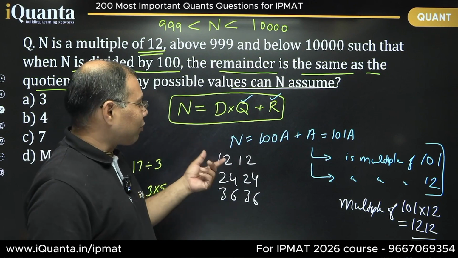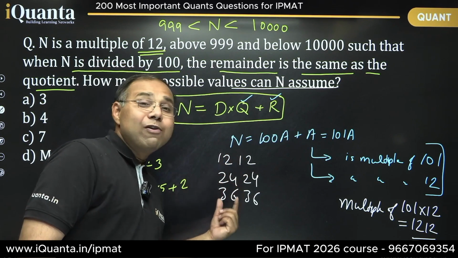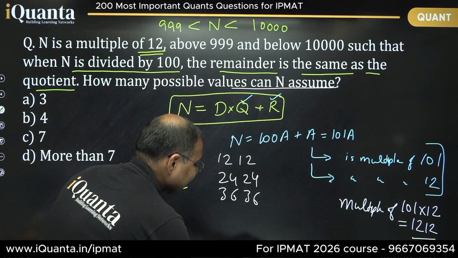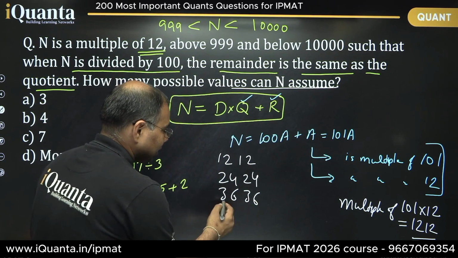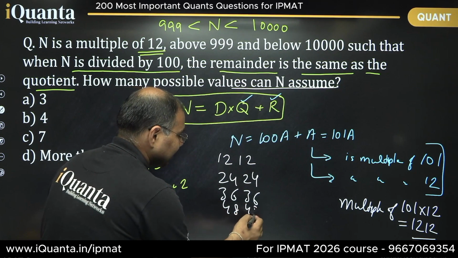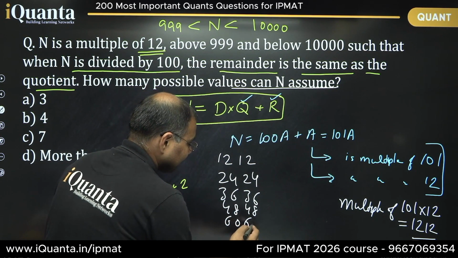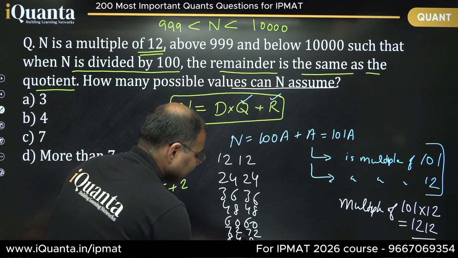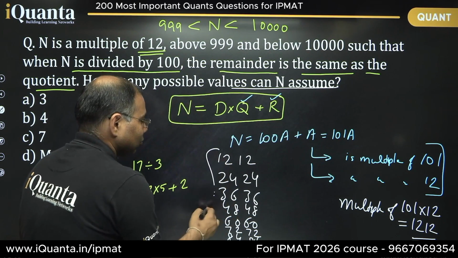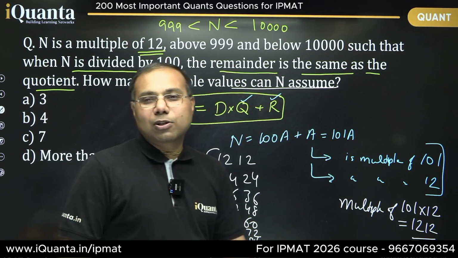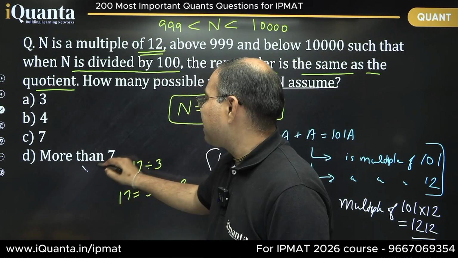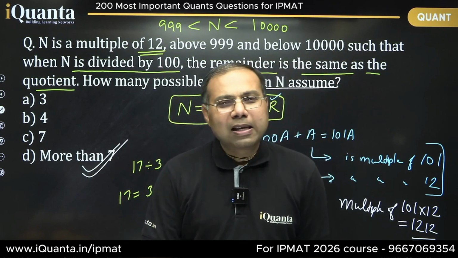So it is going to be 12 into 1, 12 into 2 up to 12 into 8, which is 96, right? So there are exactly 8 numbers. After 36, this is going to be 48, 48, 60, 60, 72, 72, 84, 84, and finally 96, 96. So these are the 8 numbers. So we have options here, more than 7, exactly 8 basically. So that is the answer here. I hope it is very clear.